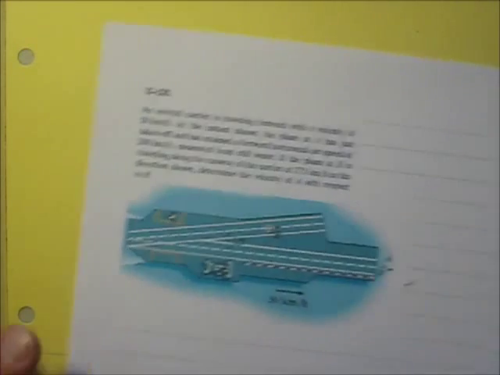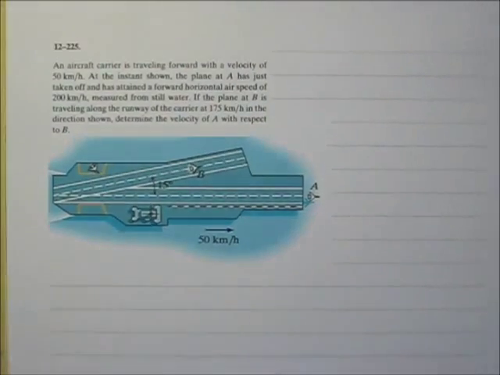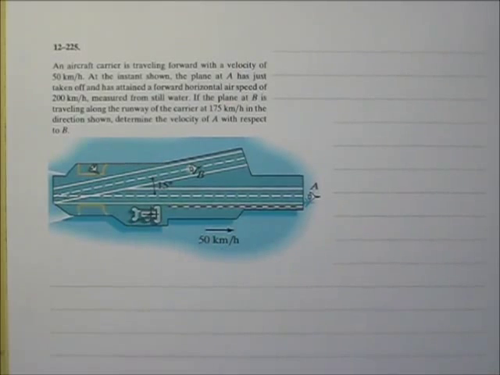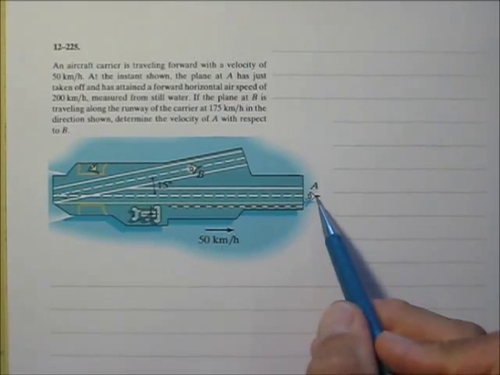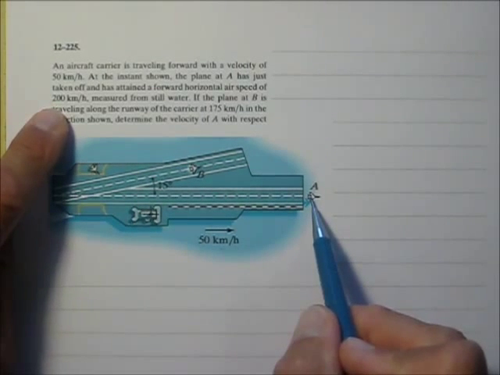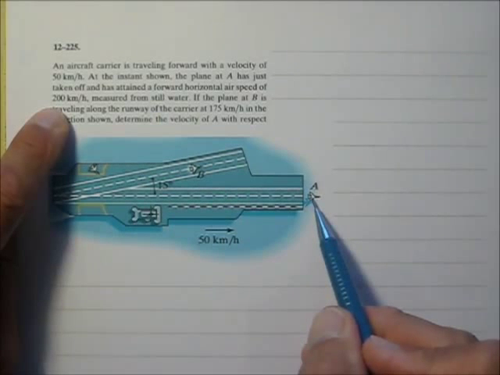This one is two moving objects relative to a third moving object. What we've got here is an aircraft carrier moving in this direction at 50 kilometers per hour. It says that this aircraft has taken off and it is going at 200 kilometers per hour, measured from still water. So that is the actual speed, 200.